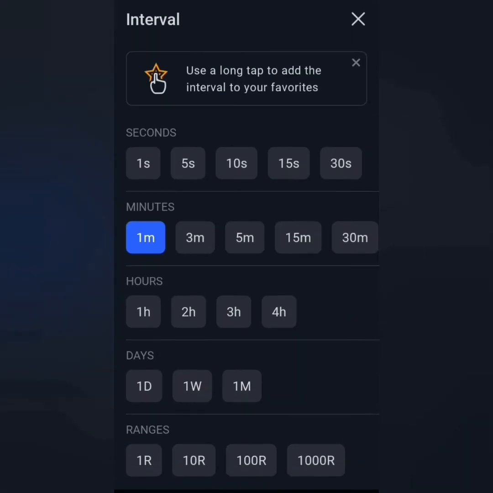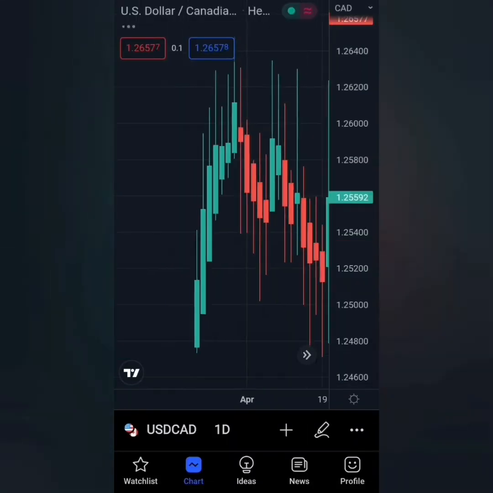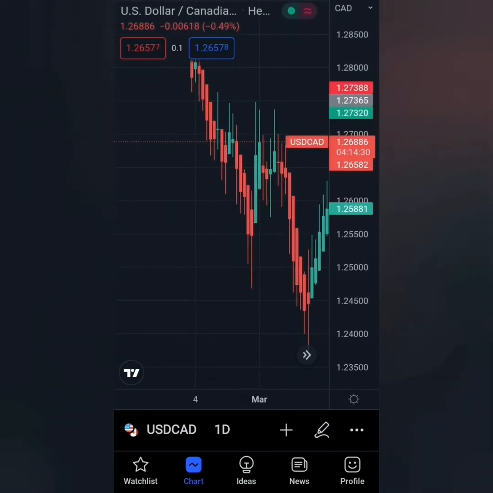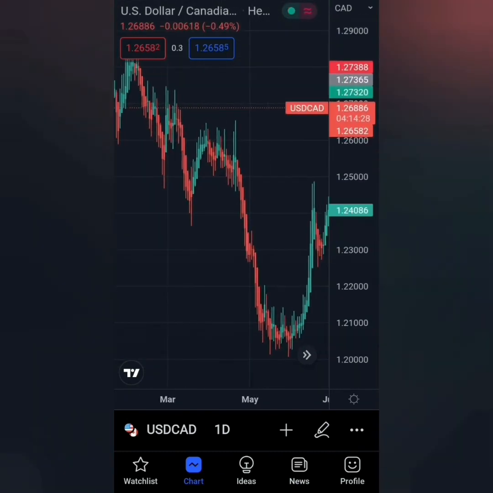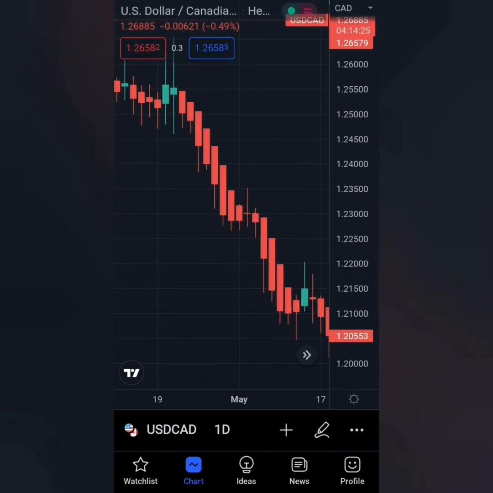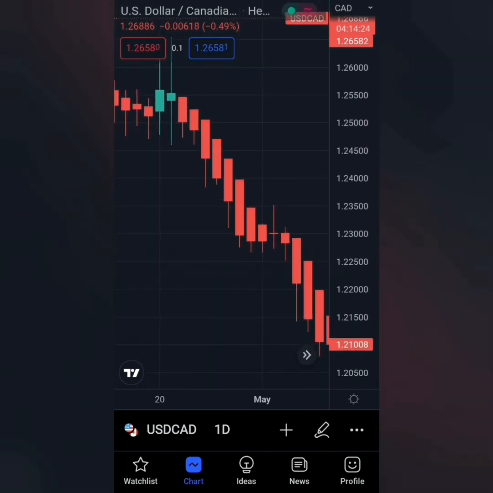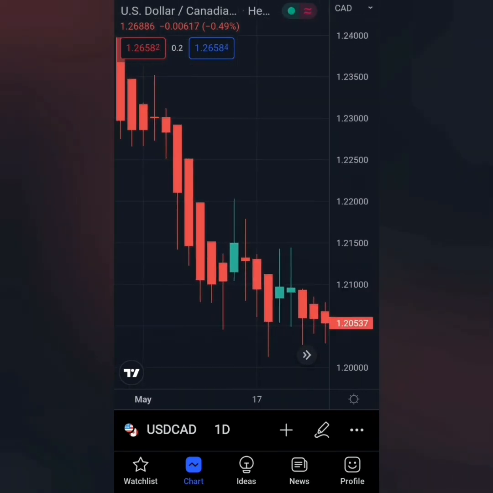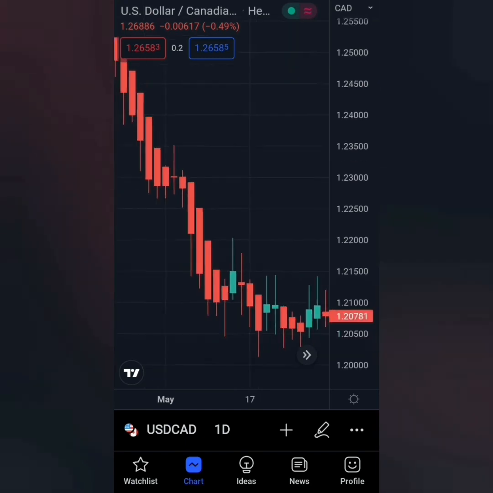Let's go to the 1 day time frame. And I want to show you guys something here. As you can see here, here's a nice one. You would have entered a sell there, and you would have closed it right there.